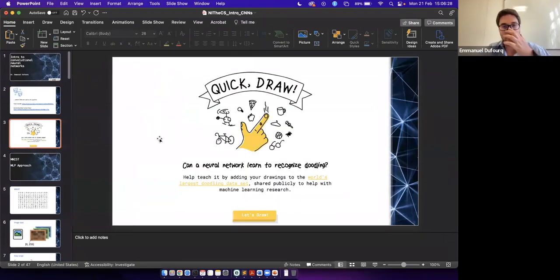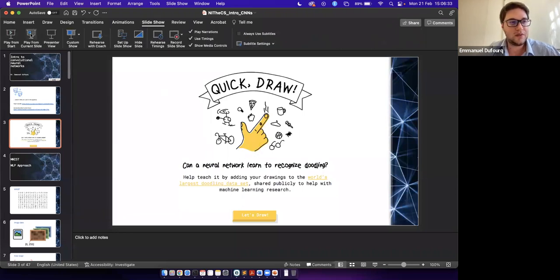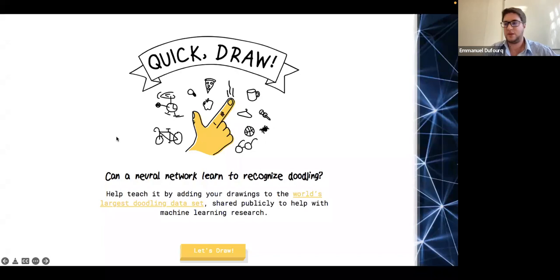And actually, this is a fun activity for you to do after this lecture. Let me just have a look at the time. Okay. So when we're done, just go on your browser and look for Google Quick Draw. It's a fun little activity. It's like playing hangman, where it tells you to draw something, and then you draw it, and then it tries to guess what you've drawn.